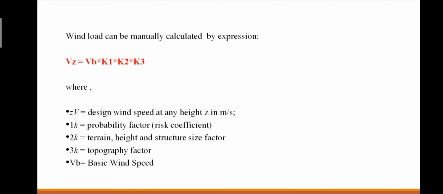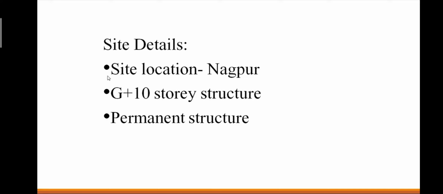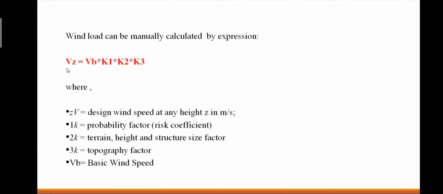Next, moving forward to the wind load formula, where Vz equals Vb into K1 into K2 into K3. Vz is the design wind speed at any height z in meters per second. K1 is the probability factor, K2 is our terrain, height and structure size factor, K3 is our topography factor, and Vb is our basic wind speed.